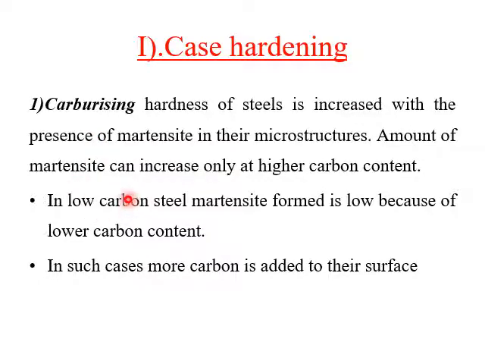Okay, so how will we see? In a low carbon steel, the martensite formed is low because of the lower carbon content. In such cases, more carbon is added to the surface. For example, if you go for a high carbon steel, the carbon throughout the volume is high. Instead of that, we will go with low carbon steel, but only the surface will be hardened by increasing the carbon content. That will decrease the money we would spend on high carbon steels, and it will increase the productivity as we harden only the surface.